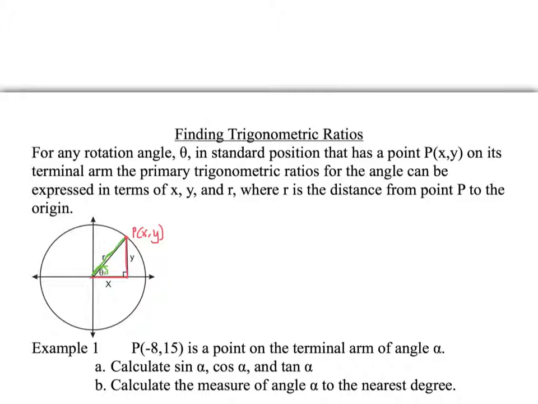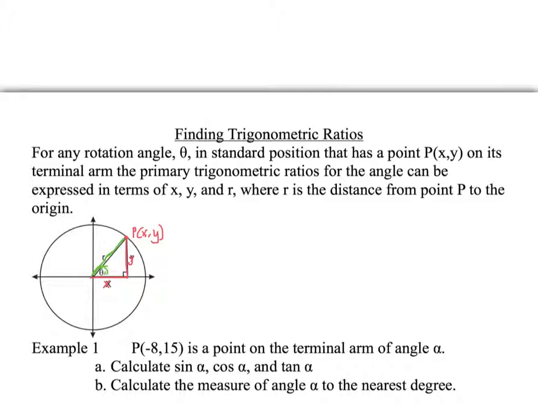So if I've marked off point P with coordinates x, y, no matter where that point was located on the Cartesian plane, the lengths of the legs of this right triangle would be x and y. So wherever that point was located, the length of this side would be whatever the x coordinate was, and the length of the vertical side here would be whatever the y coordinate was.